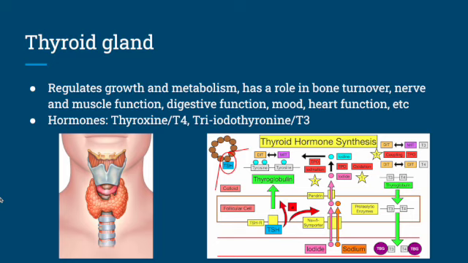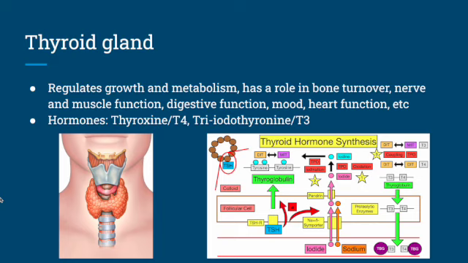And the thyroid gland is important for several functions. In particular, we think about growth and metabolism. It also has a role with things like bone turnover, nerve, muscle function, digestive function, the mood, heart function, several others. But you can really think about this as being very important for growth and metabolism. And the hormones that it will produce are thyroxine, which is T4, and triiodothyronine, which is T3. This is how we sort of shorthand those names.